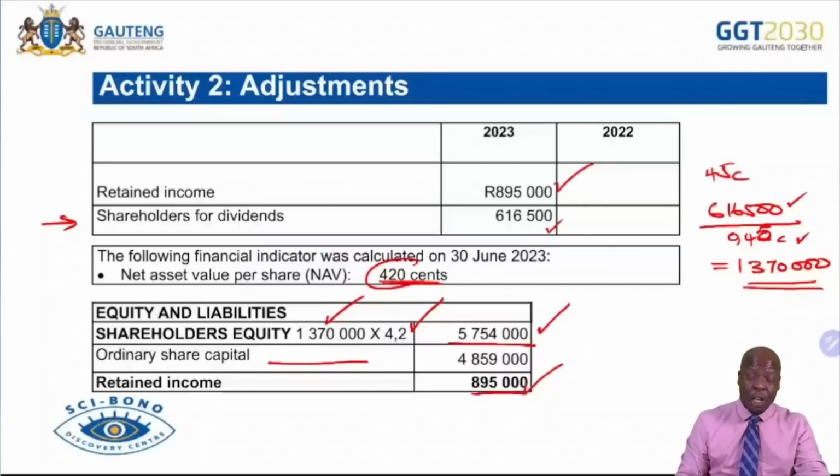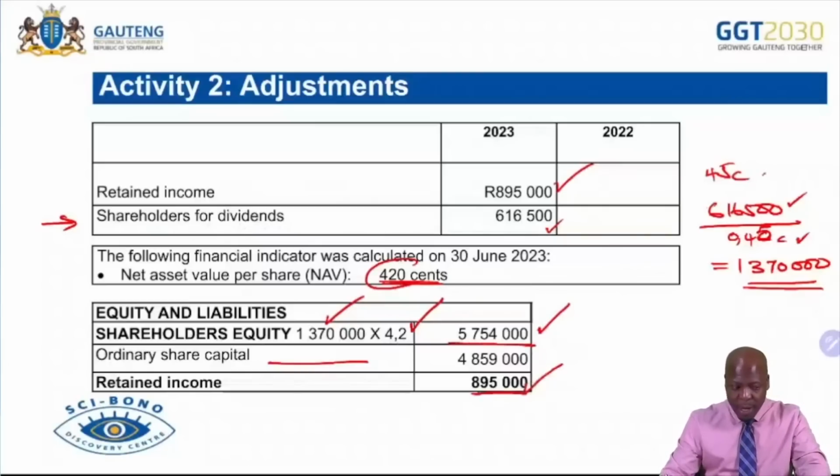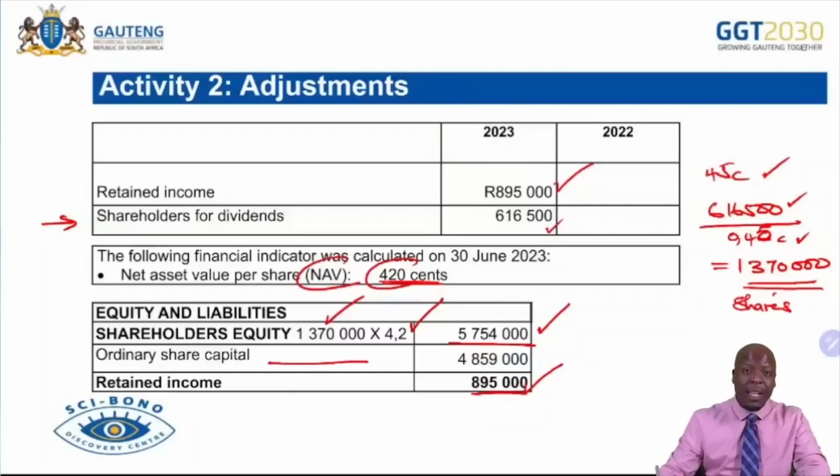This was the last adjustment. The trick on this adjustment was they gave us the shareholders for dividends, your final dividends, and they told you that it was 45 cents per share. They were trying to assist you to get the number of shares, which was 1,370,000. Once you get that, then you can use it with your NAV.